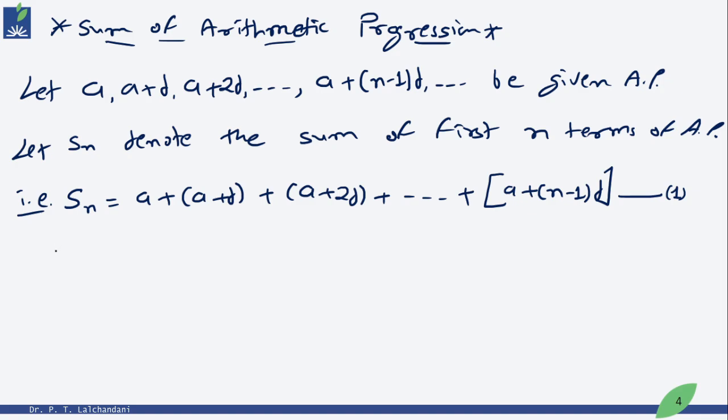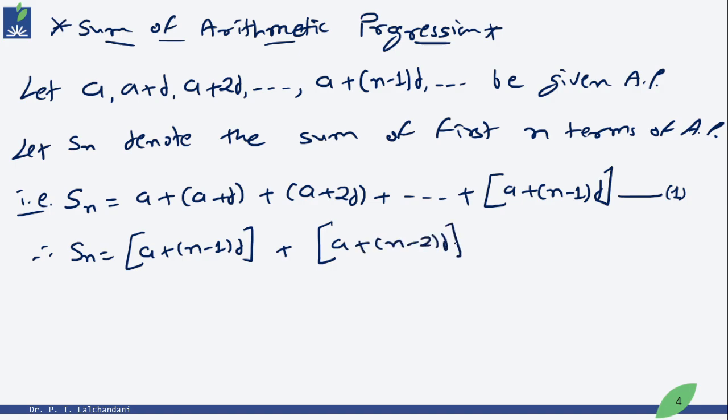Now I am rewriting this sum Sn. I am writing the last term first, a plus n minus 1 times d, plus the second last term, which would be a plus n minus 2 times d. Continuing this process, the second term from the end is a plus d, and the last term is a. Say this is expression number 2.